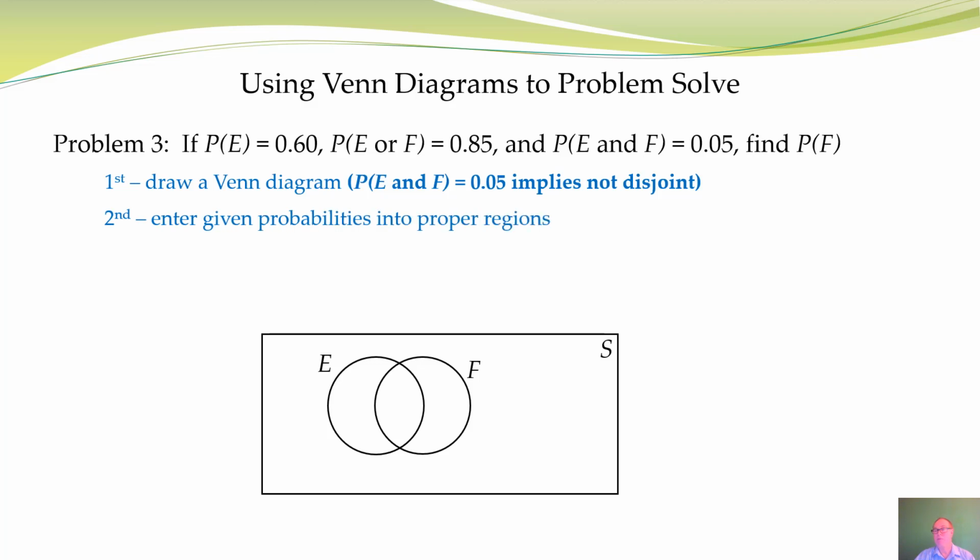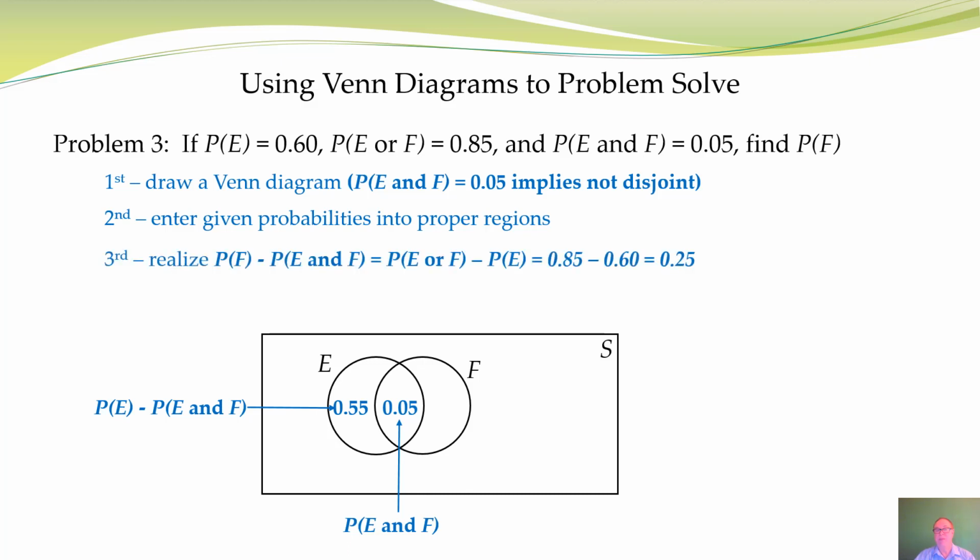Second, enter the given probabilities into the regions. We want to start in the center always. So the probability of E and F is 0.05. Next, the probability of E minus the probability of E and F gives me 0.55 for that region. If you notice, 0.55 and 0.05 add up to 0.60, which is the probability of E.